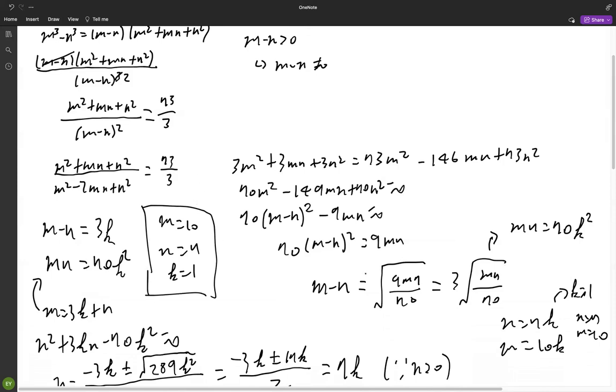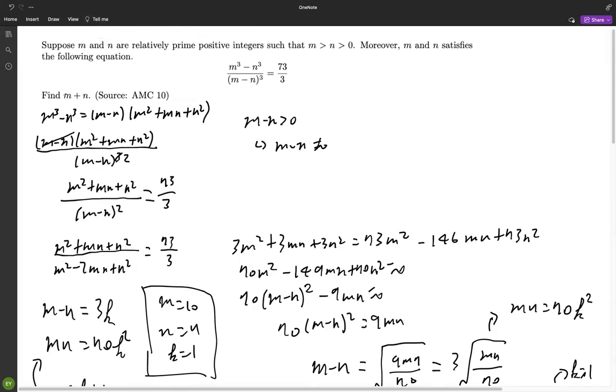This was by intuition, and this is more algebraic approach, I think. So we know that n is 7 and m is 10, so m plus n should be 10 plus 7. So our final answer is 17.